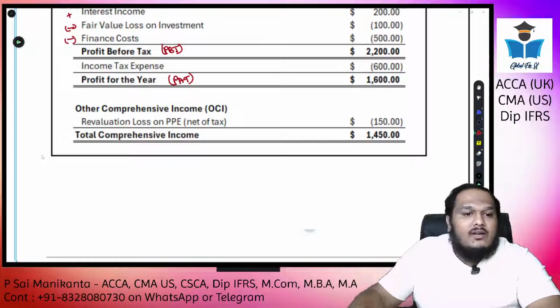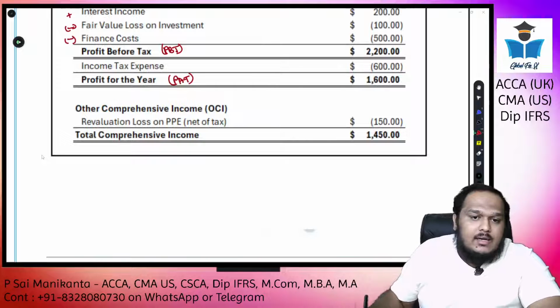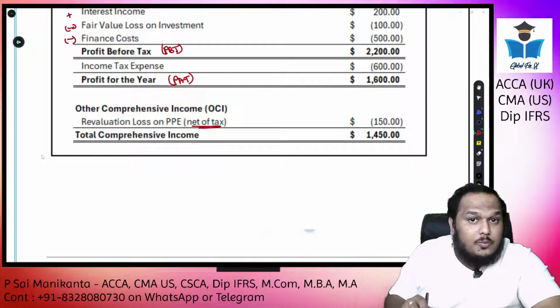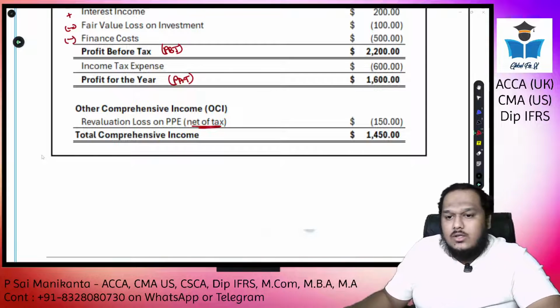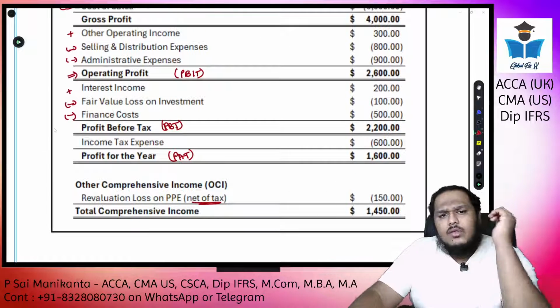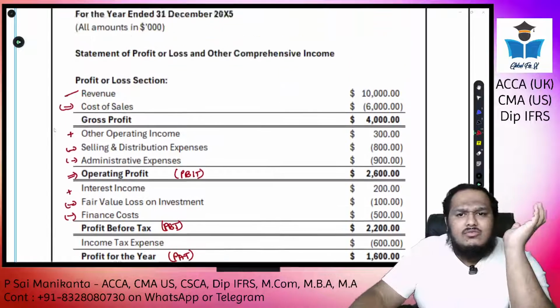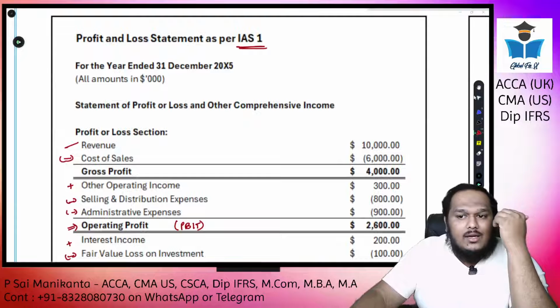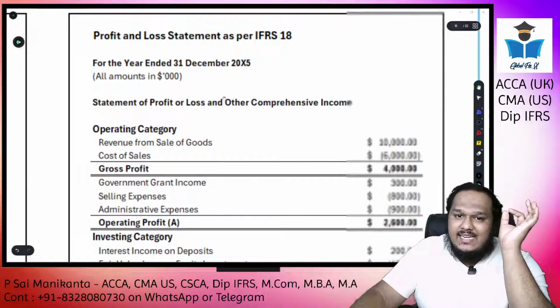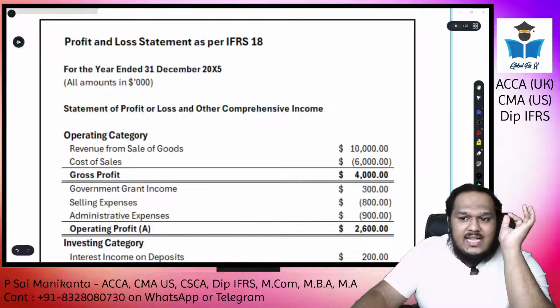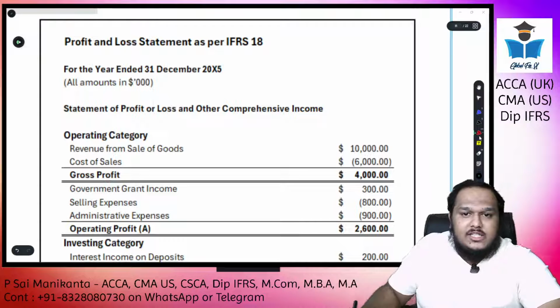Then below that you have the other comprehensive income, revaluation loss on PPE is there. This is net of tax. OCI items are always shown net of taxes. I hope you remember that. This is the standard format we see in IAS 1. Now let's see IFRS 18. Same calculation, slightly different presentation.